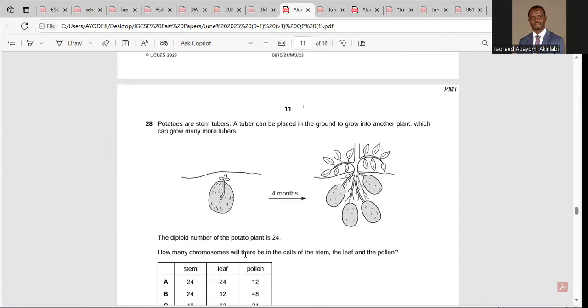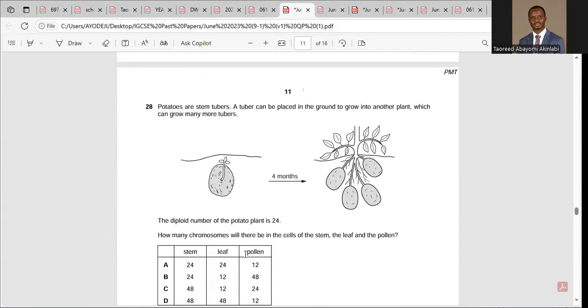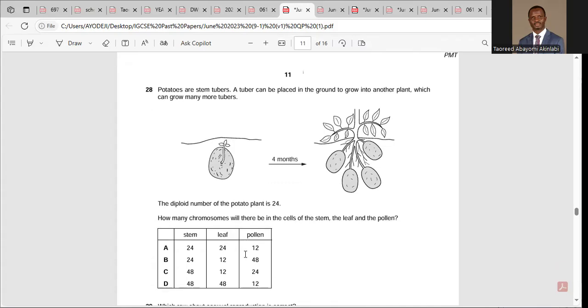For 28, potatoes are stem tubers. A tuber can be placed in the ground to grow into another plant, which can grow many more tubers. The diploid number of the potato plant is 24. How many chromosomes will be there in the cells of the stem, the leaf, and the pollen?